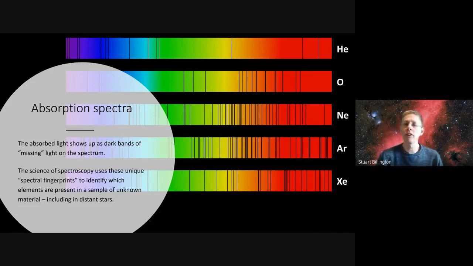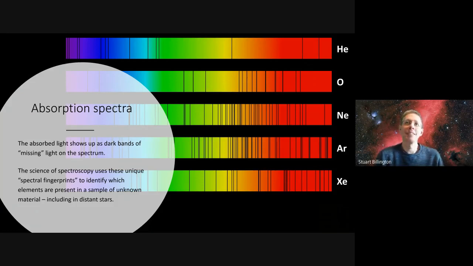There's all different transitions within each element, and all of those transitions are unique. They all absorb a certain frequency of light. And that's what you can see on this picture. And these are sometimes referred to as spectral fingerprints, because the light that goes missing from helium is different to the light that goes missing from oxygen. And that's different to the light that goes missing from all the elements on the periodic table.